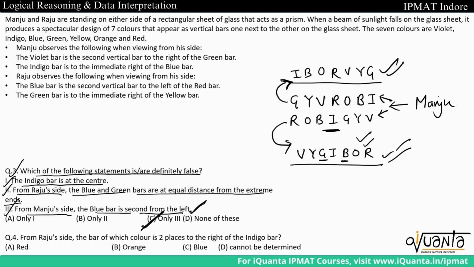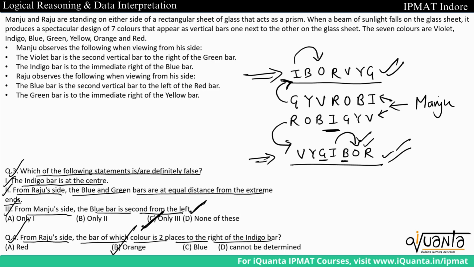Fourth is, from Raju's side the bar of which color is 2 places to the right of the indigo bar. So these are the observations of Raju. The bar of which color is 2 places to the right of indigo bar. In both the statements we can see that 2 places to the right of indigo bar we have the orange bar in both the cases. So option B will be the correct answer.